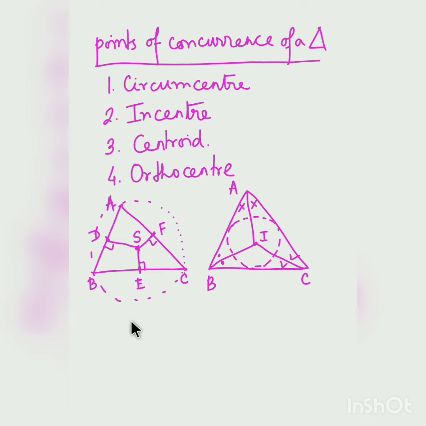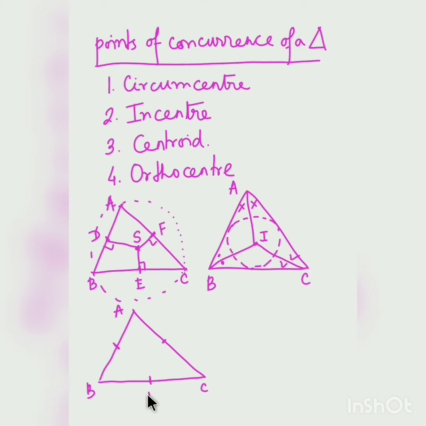Now let's move on to centroid. Let us again draw a scalene triangle. Name it ABC. Now let's draw the three medians. For this, let's find the midpoints roughly and join them with the opposite vertices.